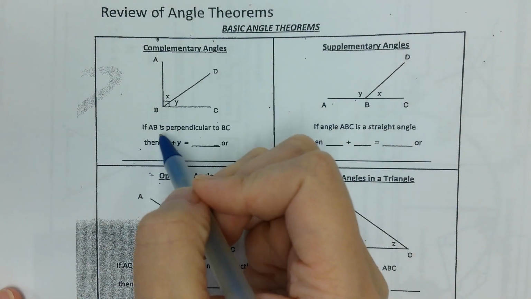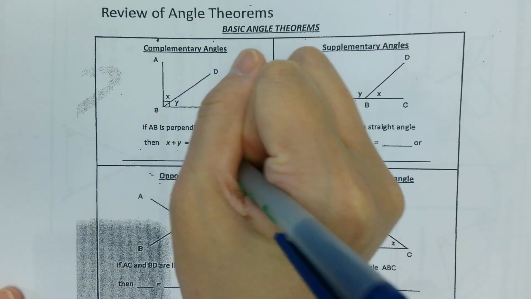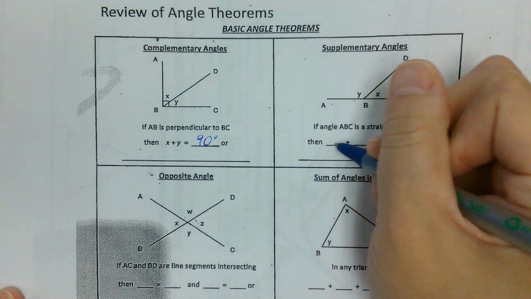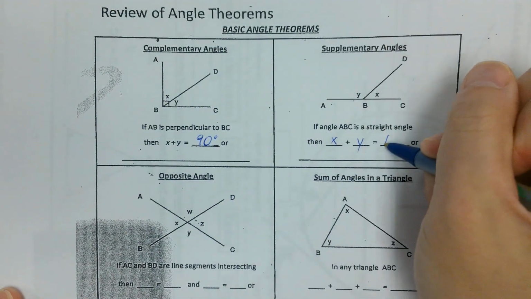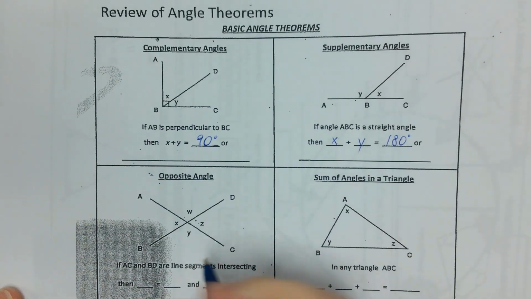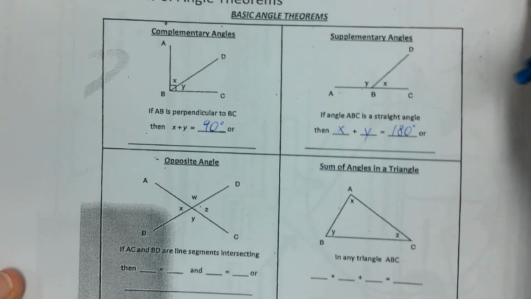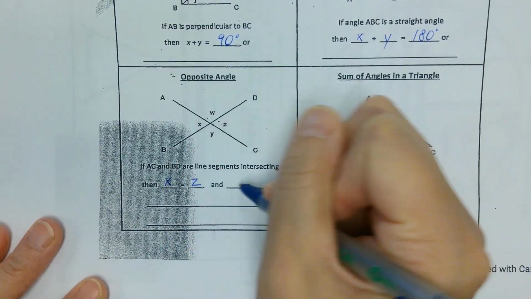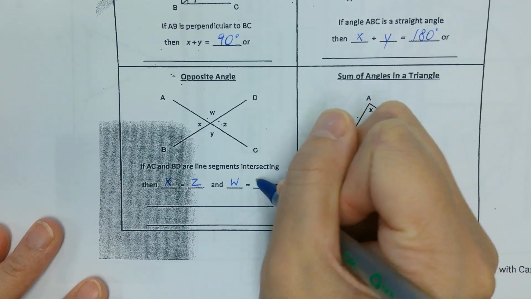Okay, complementary angles, x and y add up to 90 degrees. Good. What about supplementary angles? X plus y? 180. Okay. Opposite angles means that x equals z and w equals y.